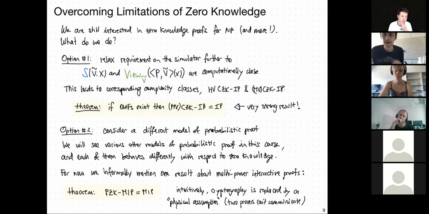Maybe just again high level. I was curious how it is possible that limiting the prover's power, like essentially having multiple provers that cannot communicate, allows you to achieve zero knowledge, which is a property that should actually limit the verifier's power. Is there any high-level intuition about that?